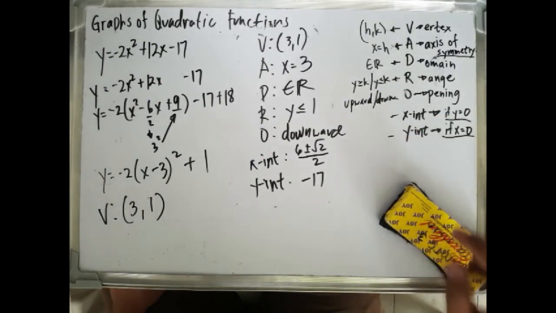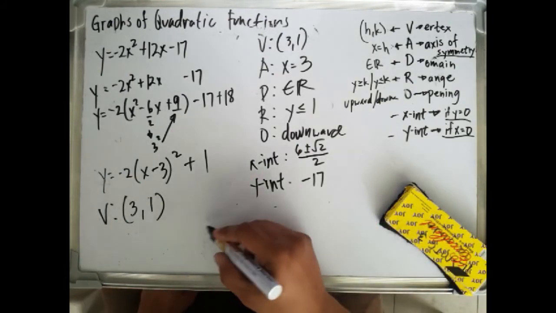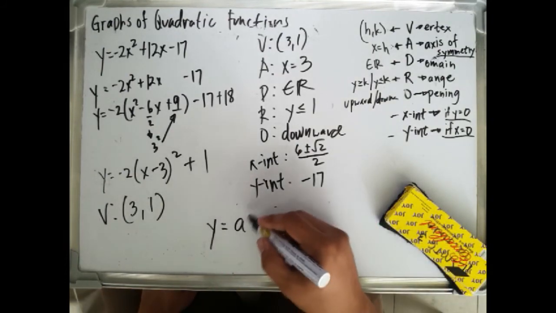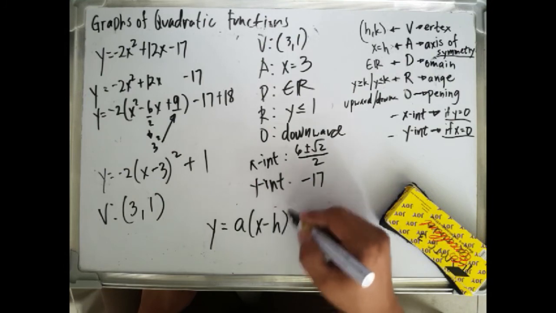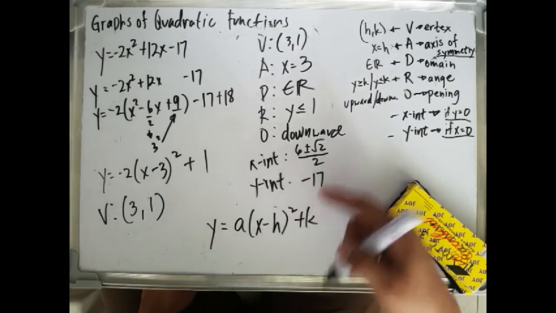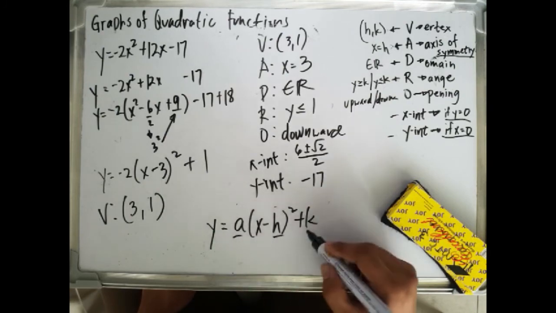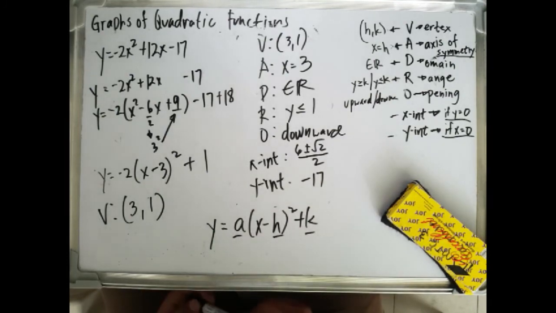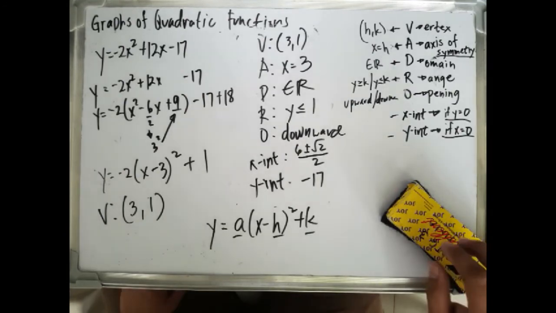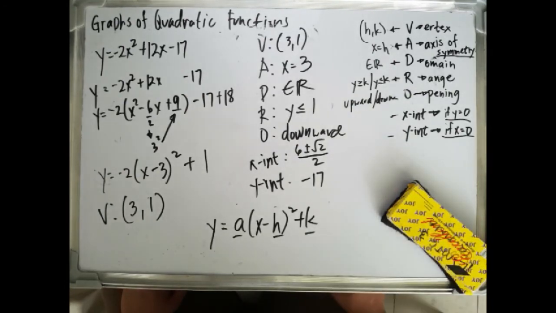Okay, salamat. So next natin, kasi ang alam natin na vertex form ng a(x minus h) squared plus k. So ito madali lang. So what are the effects of a, h, and k sa graph natin? Okay, so stay tuned.